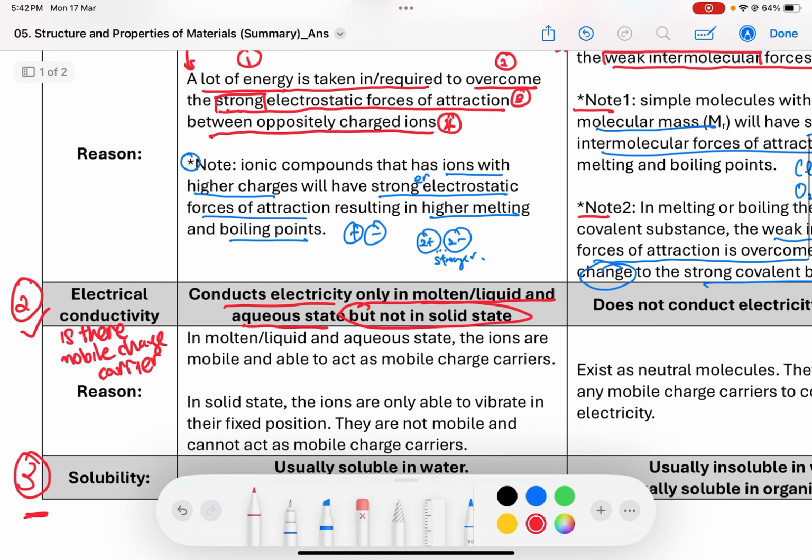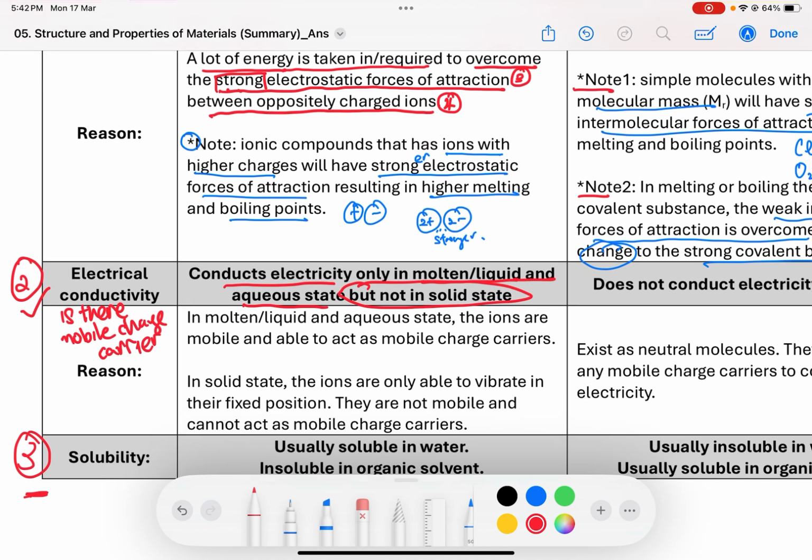So why is it so? Take note, in molten and aqueous state, that will be the first thing: you want to tell me what state they're in. The ions are mobile, because the ions are the particles. When they're in liquid state, the particles are sliding over one another, so they are mobile. If they are mobile, it means they can move. They are able to act as mobile charge carriers, meaning charges that can move, and hence they can conduct electricity.